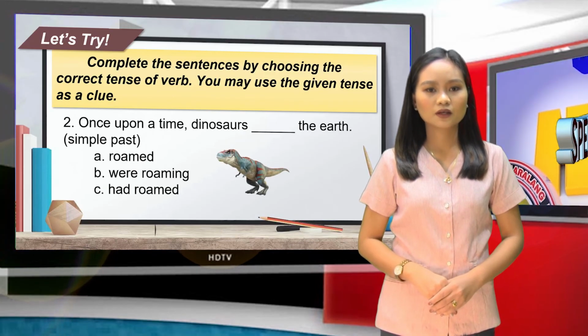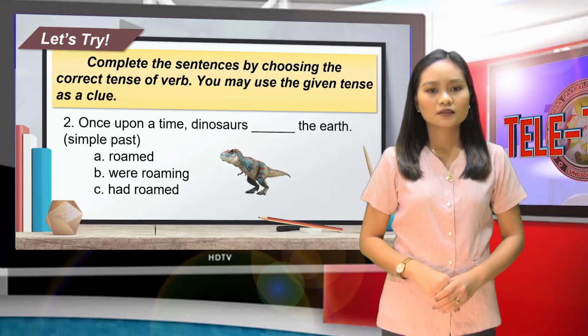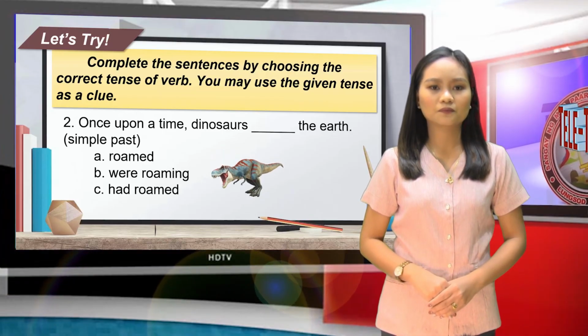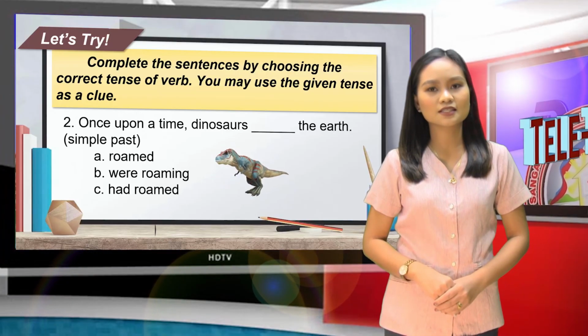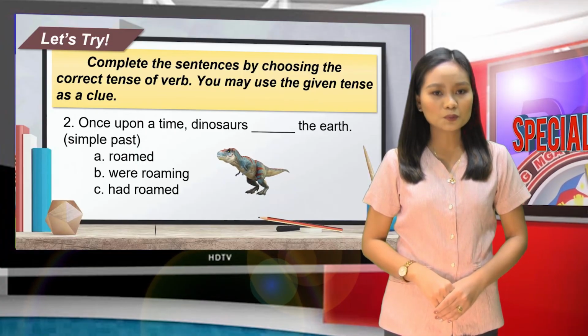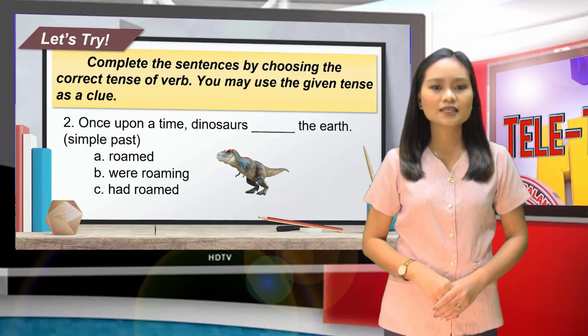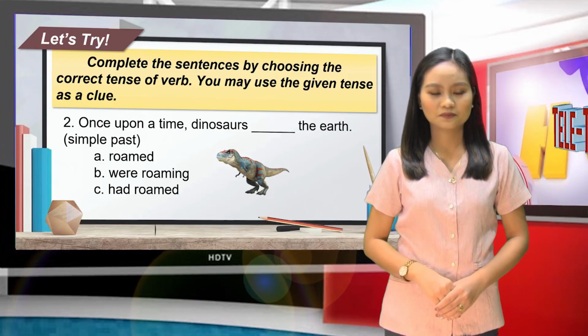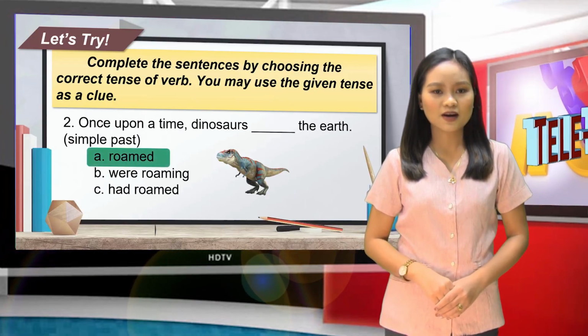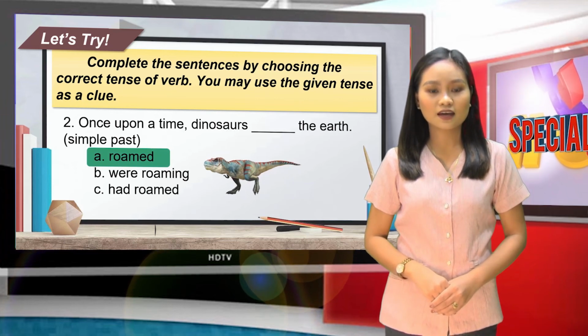Number 2. Once upon a time, dinosaurs blank the earth. Here are your choices. Letter A. Roamed. B. Were roaming. C. Had roamed. That's right. The answer is letter A. Roamed.